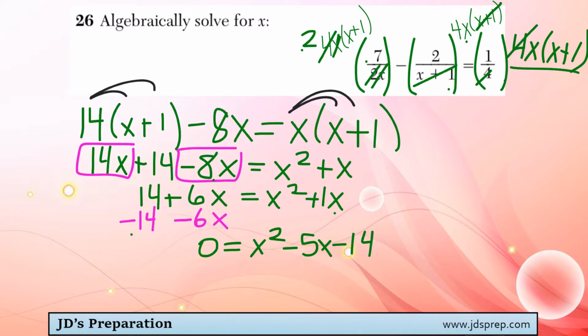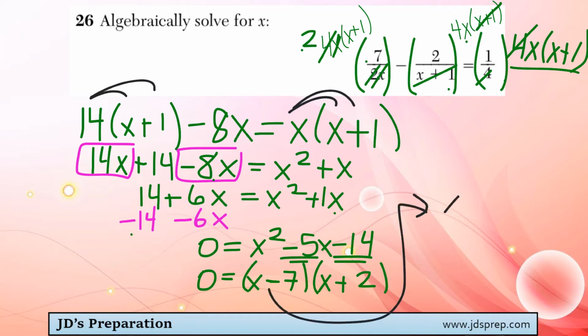All right, now it's time to factor this guy. I'm going to start by drawing my two sets of brackets with my x's in the front. So we are looking for two numbers that have a product of negative 14 and a sum of negative 5. So I'm thinking 7 and 2 would work as long as the 7 is negative. So we'll have x minus 7 and x plus 2. So setting each of those equal to 0, that would mean x equals 7 and x equals negative 2.